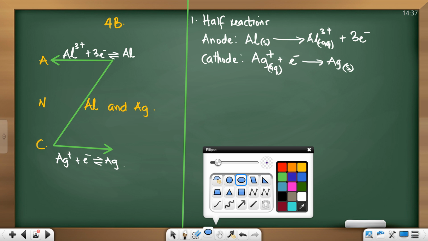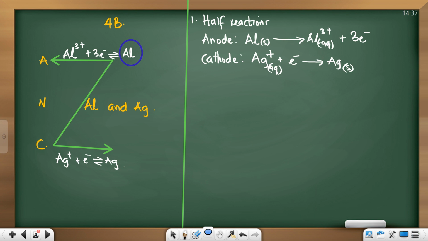The arrow says start from the right, so it's right to left. That's what the arrow says. That's why I have Al first, then Al3+ second. Please make sure that these are single arrows. Once you write a double arrow, you lose 1 mark. And then this one we start from the left, going to the right.